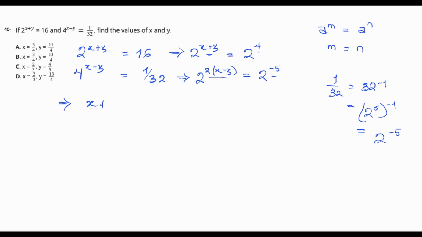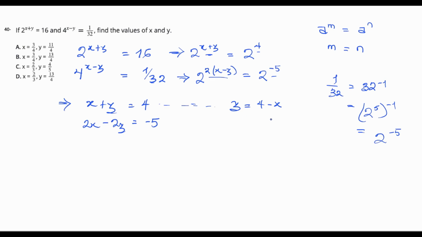So x plus y equals 4, and if we expand the bracket here, 2 multiplied by x is 2x, and 2 multiplied by minus y is minus 2y, equal to minus 5. 2 equations which we have to solve simultaneously. So this is a simultaneous equation problem. From equation 1 here, if we make y the subject of the formula, we have that y is equal to 4 minus x.